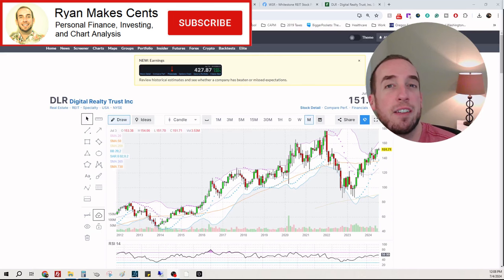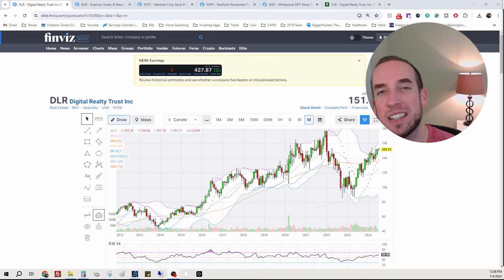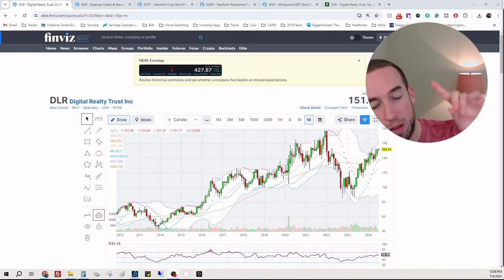Today we're going to be looking at five real estate investment trusts. Those are REITs. We're going to be looking at current prices, seeing if they're too expensive or if they're undervalued. Also seeing what hedge funds and institutions are doing and just overall looking at the charts. So without further ado, let's go ahead and jump on in.